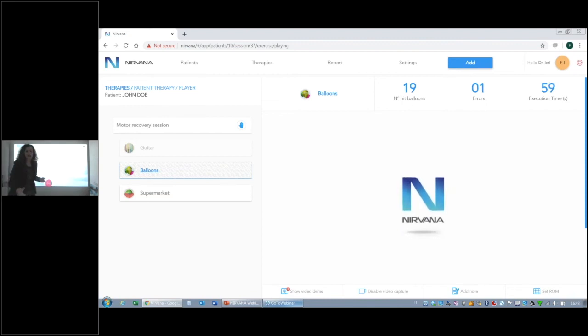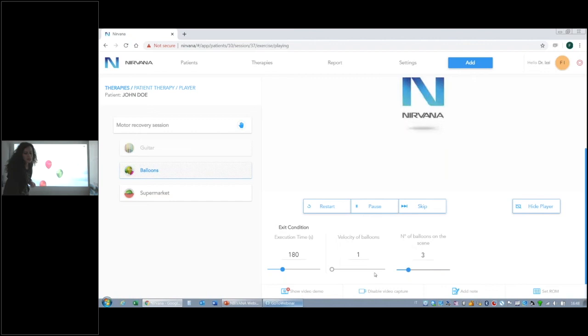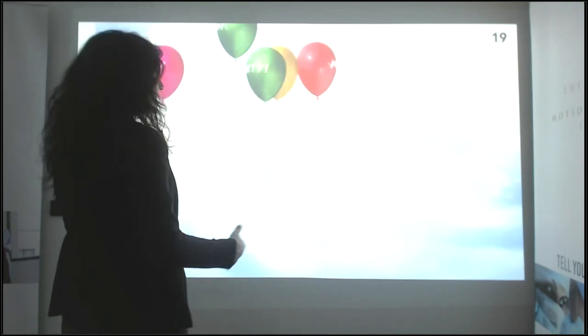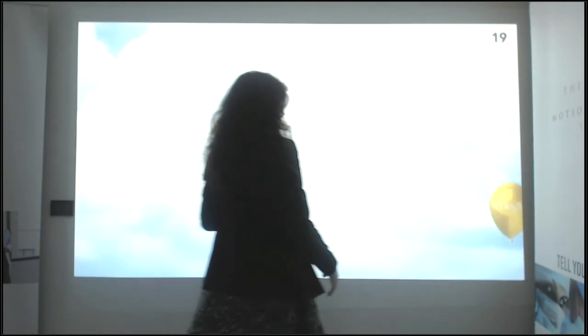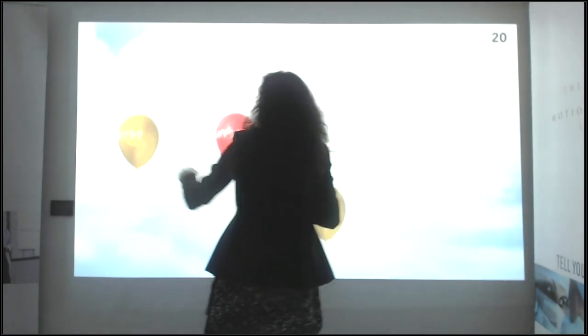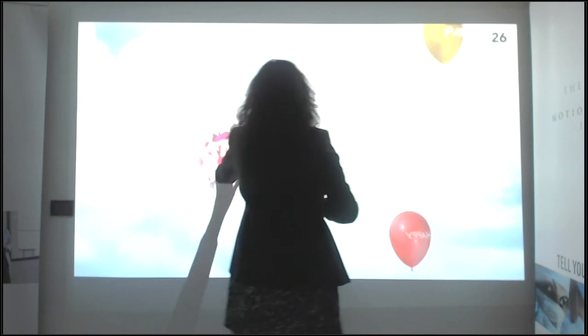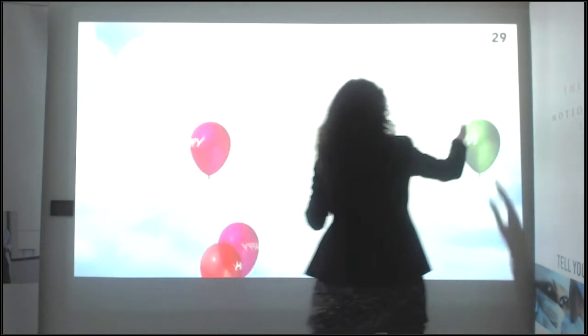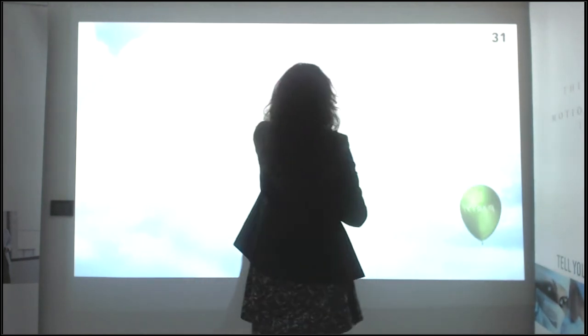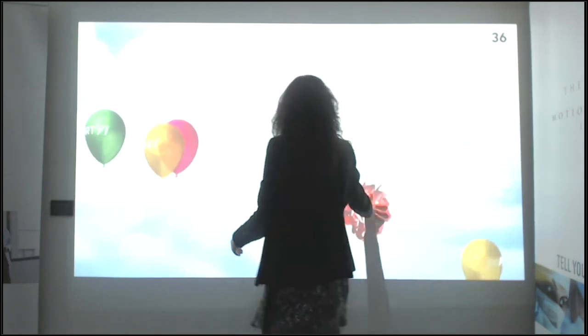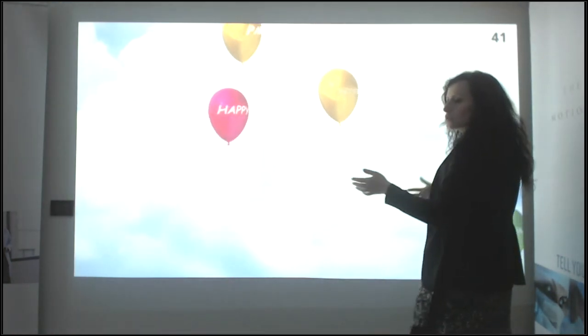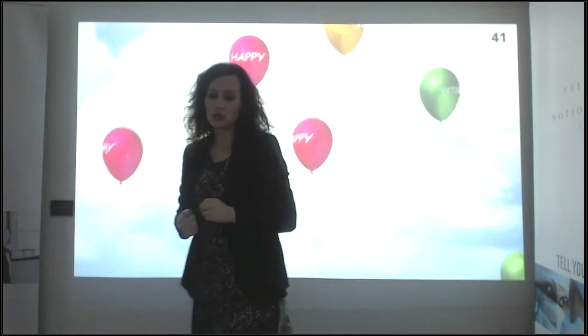Of course we can enhance the level of difficulty, because if I change the velocity, and also the number of balloons on the screen, of course it's not the same, because the patients have to react in a quicker way. Okay. You can ask to do the exercise with a specific upper limb, so only right, only left, okay? Or also collaborate with different patients. So if you have two patients, they can work in collaboration.